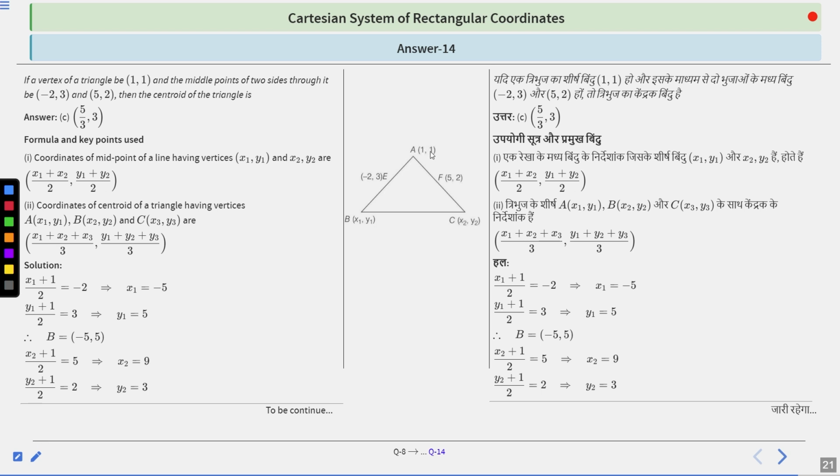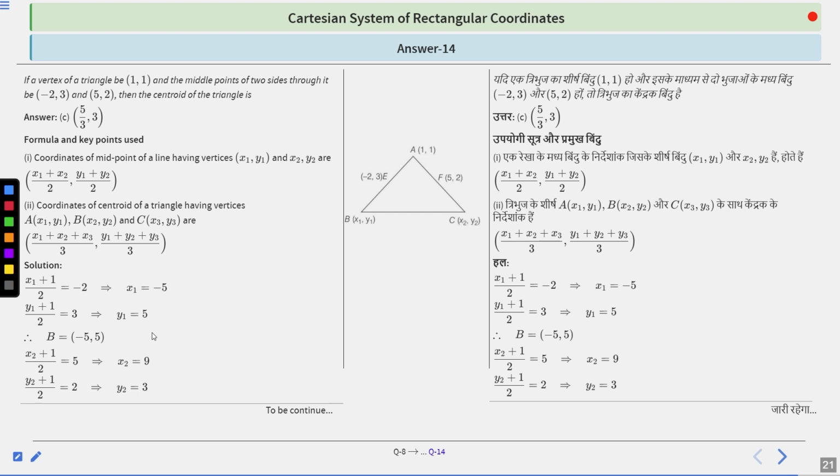See, we have A which is (1, 1), the coordinate of E which is (minus 2, 3) and the coordinate of F is (5, 2). Let us assume the coordinate of B as (x1, y1) and the coordinate of C as (x2, y2). So by using the formula of midpoint, (x1 plus 1) upon 2 is equal to minus 2. So you will get x1 is equal to minus 5. And (y1 plus 1) upon 2 is equal to 3. Therefore you will get y1 is equal to 5. Therefore the coordinate of B is (minus 5, 5).